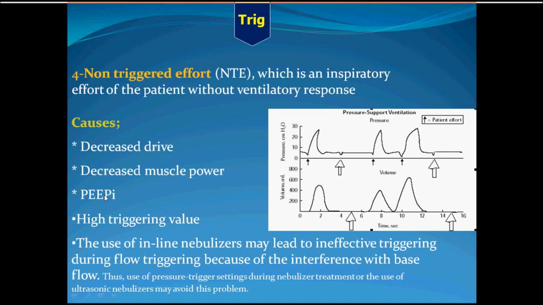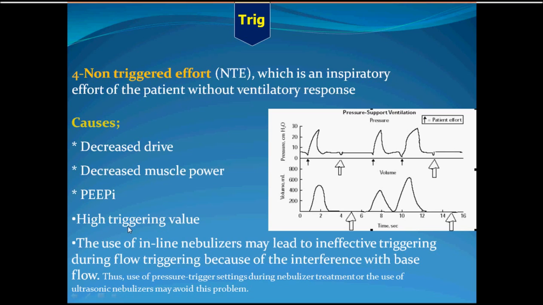The third part is intrinsic PEEP. In order to trigger, the patient has to neutralize the value of the intrinsic PEEP, which is 5, 7, something like that, in addition to the value of the triggering threshold. So the patient has to make a large effort. This may be a cause of failure to trigger, or non-triggering.